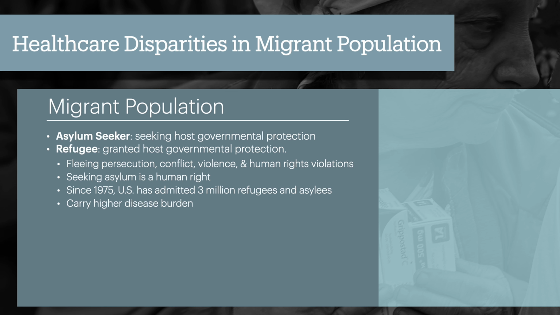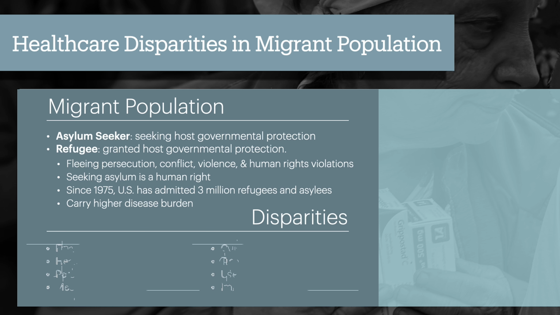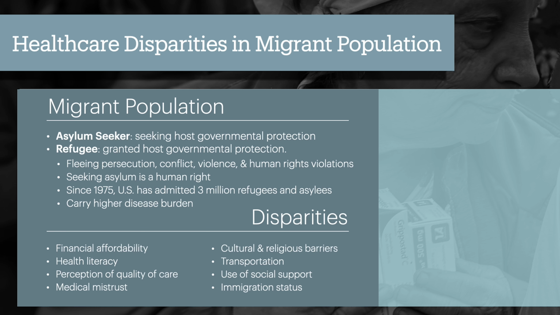And with this population, their inability to return home has a huge impact on their health. These individuals, these patients, carry a much higher disease burden because of the journey that they're on and the safety related to that. So the predominant healthcare disparities that the refugee population faces include financial affordability of healthcare services, health literacy, perception of quality of care, medical mistrust, cultural and religious barriers, transportation, use of social services, and immigration status.